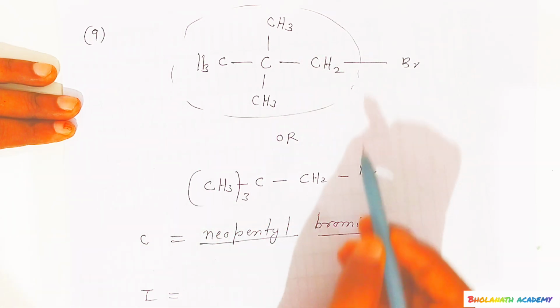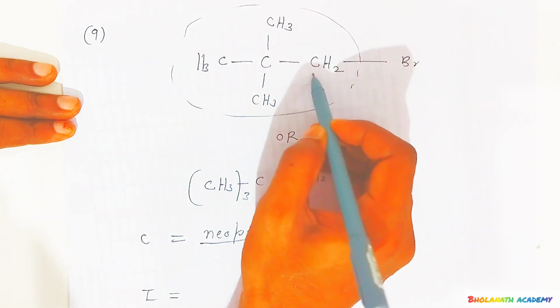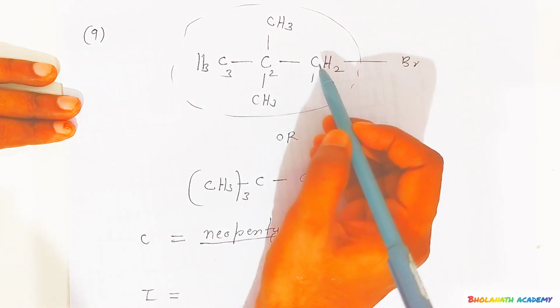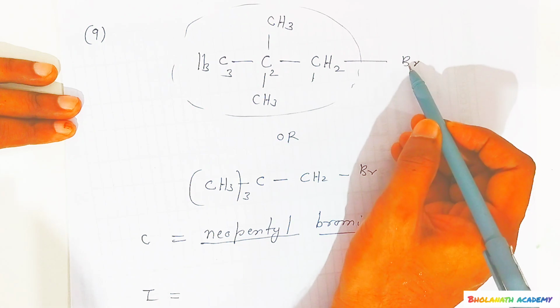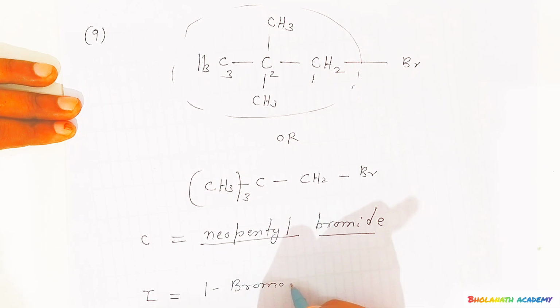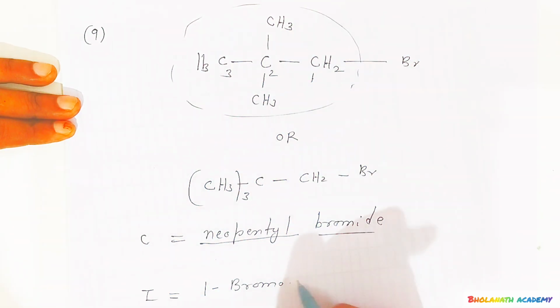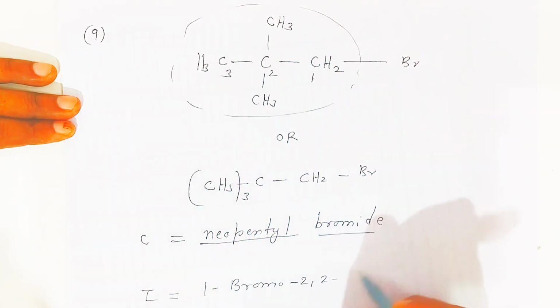For that, students, you have to start the numbering. You have to select the longest chain of the carbon where the bromine is attached, 1, 2, 3. Understanding, students? Now at carbon number 2, two methyl groups are there. Now carbon number 1 contains bromine, so we will write 1-bromo. B is coming first, so we will write 1-bromo. At carbon number 2, the 2 methyl groups are there, so we will write 2,2-dimethyl.